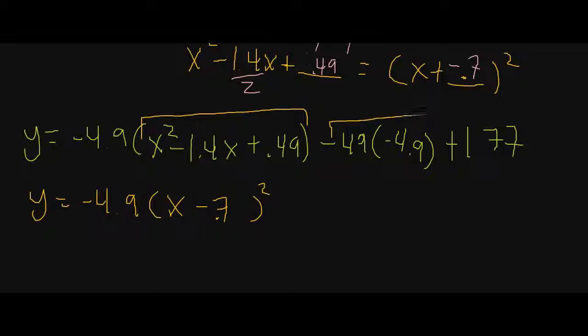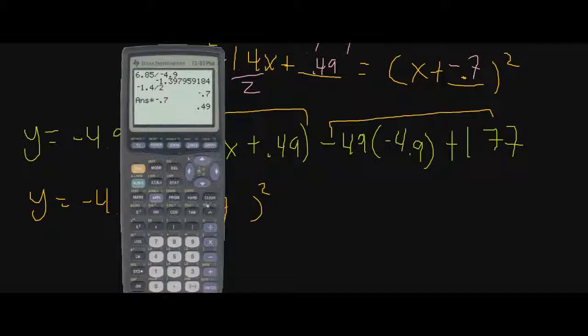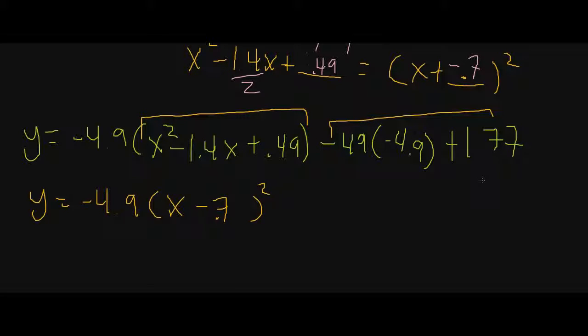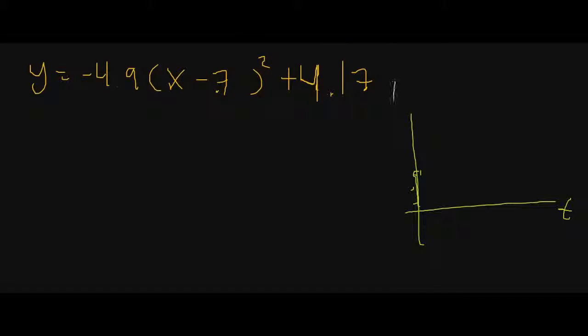All right, and now we just need to simplify this entire thing here, right? So I'll go ahead and simplify that on my calculator. We're going to get negative 0.49 times negative 4.9, right? And then we're adding the 1.77. And we get 4.171. So plus 4.17, I'll just go ahead and write it like that. Perfect. So now we've got our vertex form, and this is the height of the object.